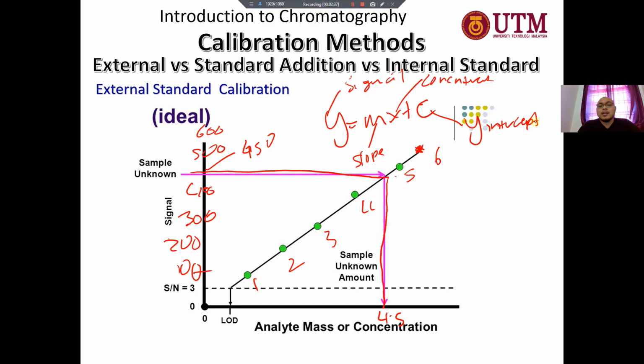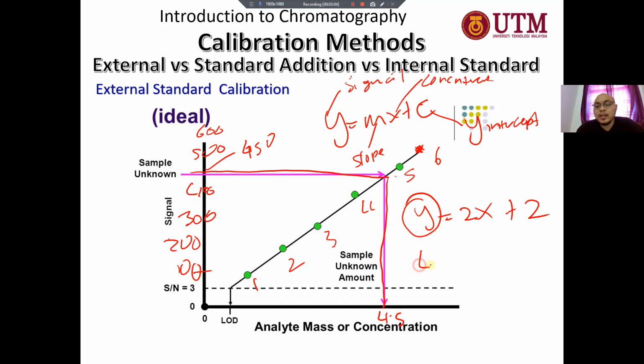Okay. Again, Y is the signal. M is the slope. X is the concentration. C is the y-intercept. Usually, they will give the equation like this: Y equals 2x plus 2, for example. Okay. So, if you get the signal of the unknown, you just need to put it inside the y.